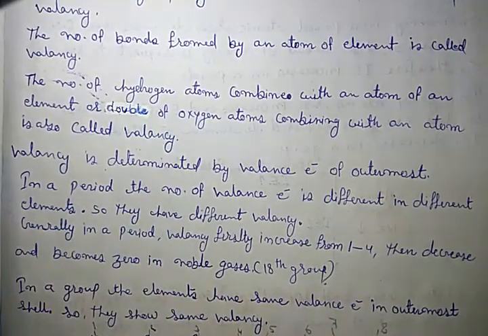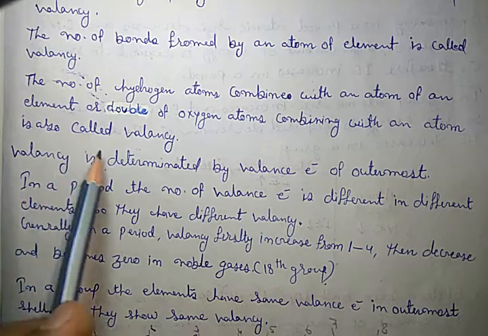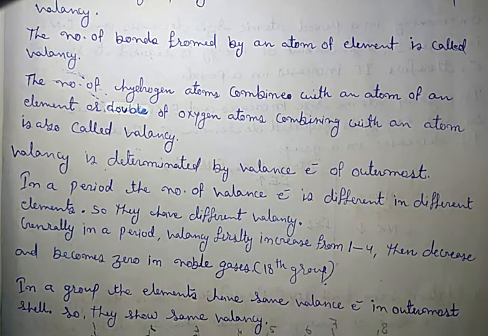Now, valency is determined by the valence electrons of the outermost shell, because how many bonds an atom forms and which kind of bond it will form depends on the electronic configuration of the outermost shell. Got it? If an atom requires 2 electrons, then it forms 2 bonds. That means its valency is 2. So valency is determined by valence electrons of the outermost shell.